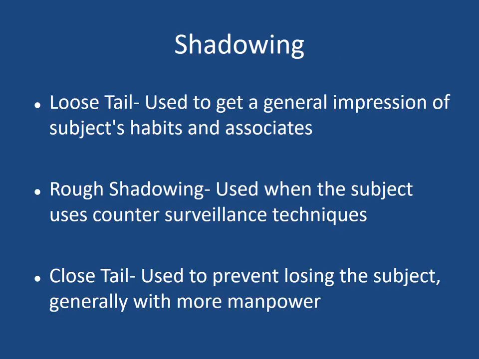In shadowing, you have loose tails, just to get a general impression of the suspect's habits and associates. This may be done early on. You're not too worried if you lose the subject. You pick up the next day where you left off. You're just trying to get a lay of the area, maybe get people accustomed to you being in the area. Rough shadowing is when there are counter surveillance techniques being used.